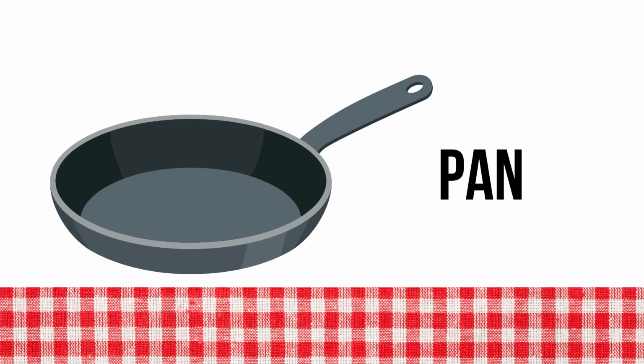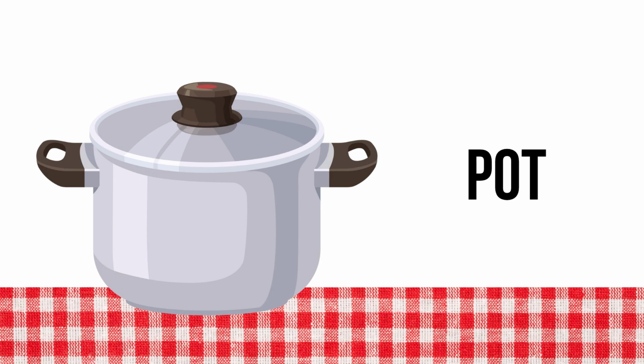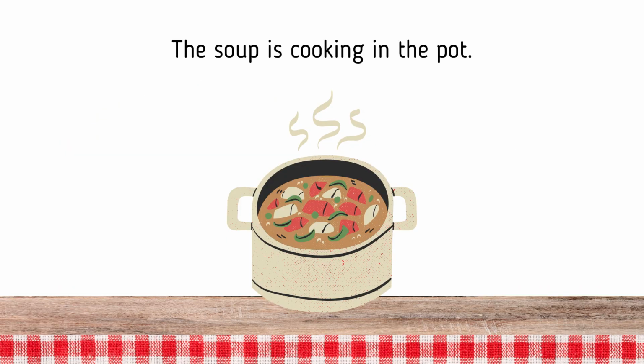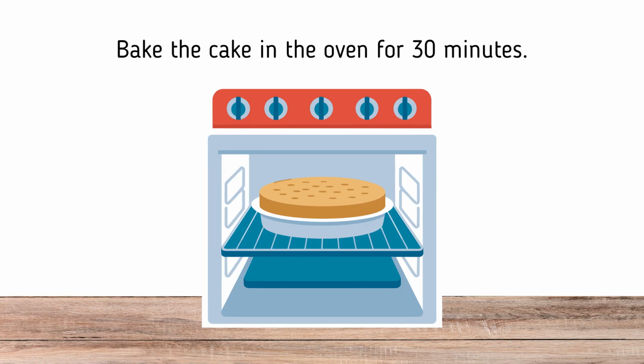Pan. Heat some oil in a pan. Pot. The soup is cooking in the pot. Oven. Bake the cake in the oven for 30 minutes.